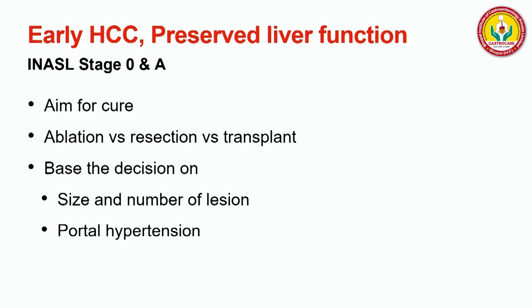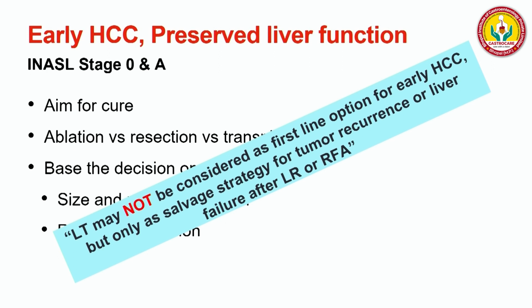So in early HCC with preserved liver function, I'm reiterating what I told you in the beginning, preserved liver function is the bottom line. If you have preserved liver function, you can offer everything. If you have deranged liver functions, only transplant. So in preserved liver function, early HCC, as in stage 0 or stage A, aim for cure always. You can choose between ablation, resection, and transplant, depending on the size and number of lesions and presence of portal hypertension. But as Prashant predicted what I'm going to say, liver transplant may not be considered as a first line option for early HCC, but only as a salvage therapy for tumor recurrence.